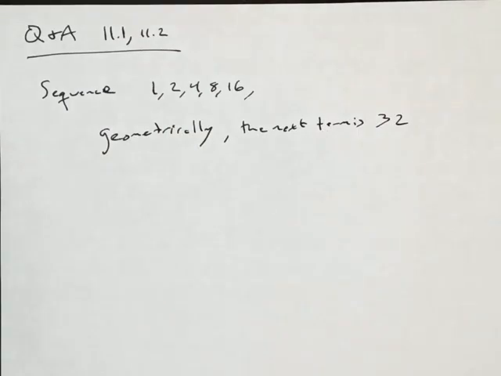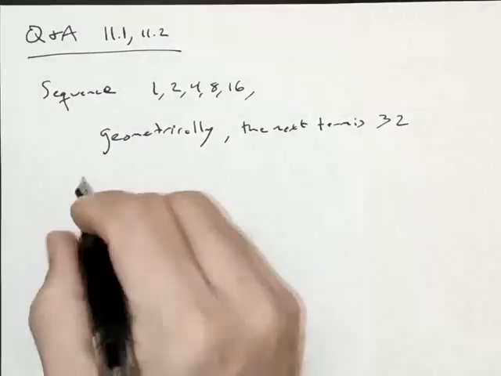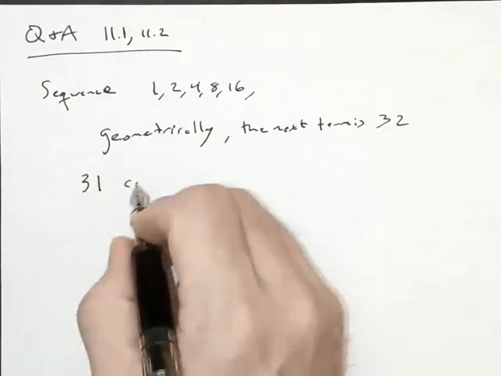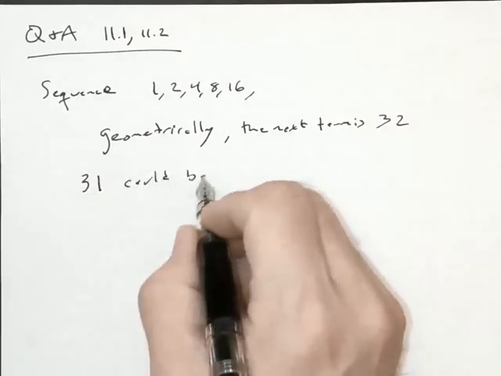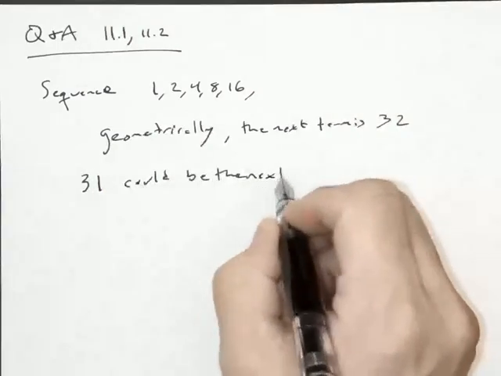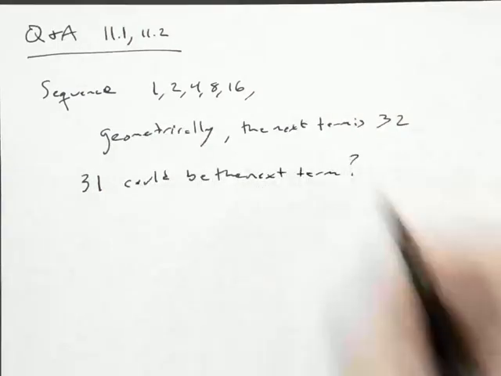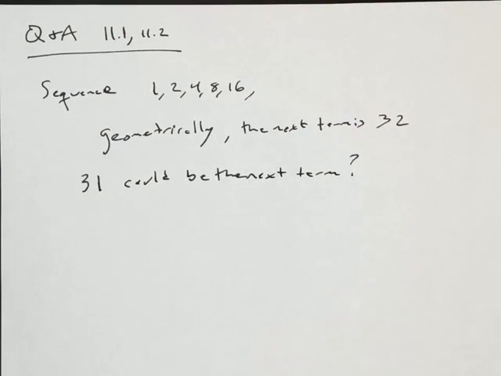So it turns out that there are at least 3 different options for the next number. 32 is one of them, but so is 31. And the reason 31 could be next is due to a weird piece of geometry.